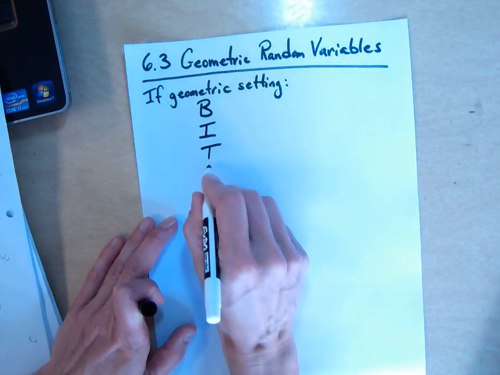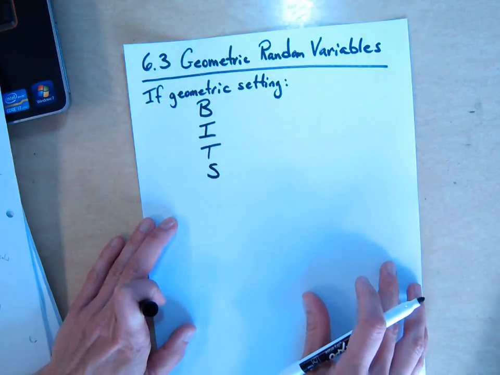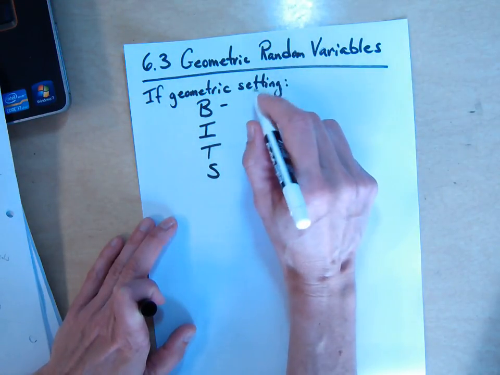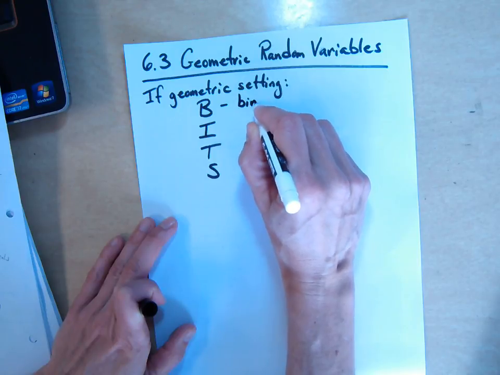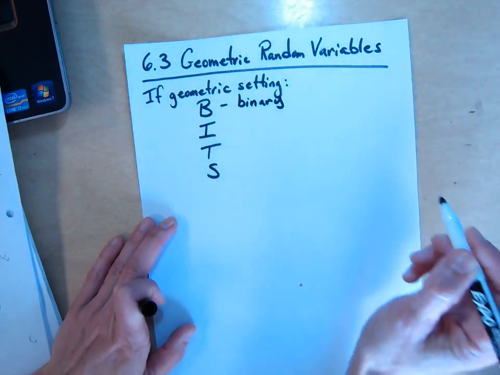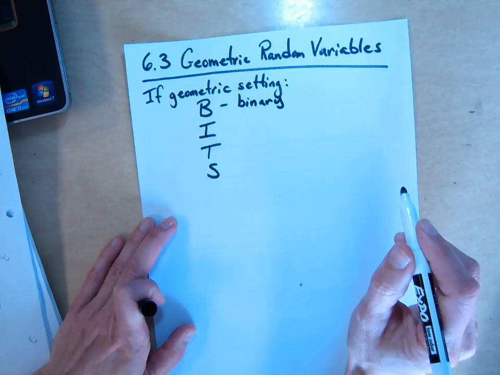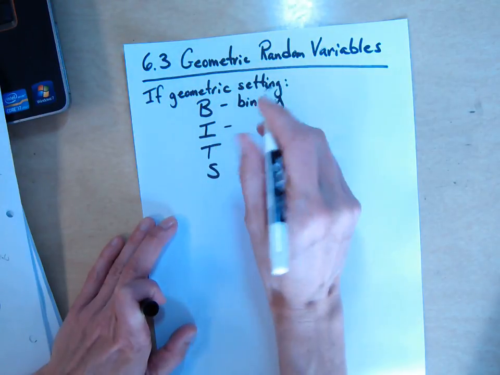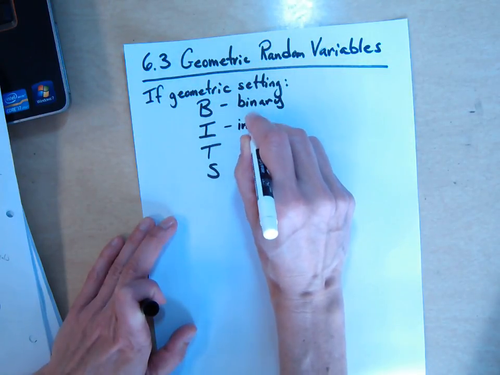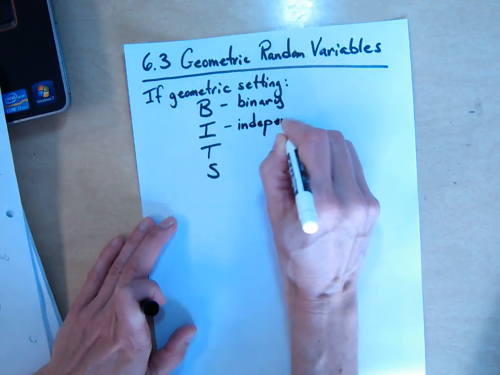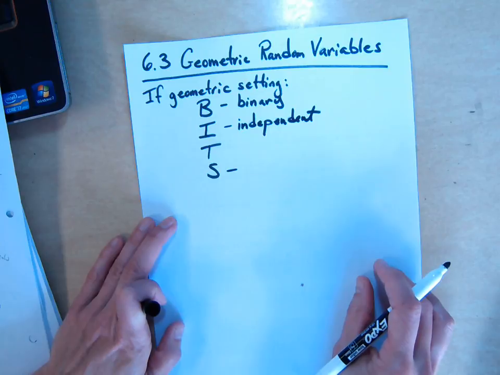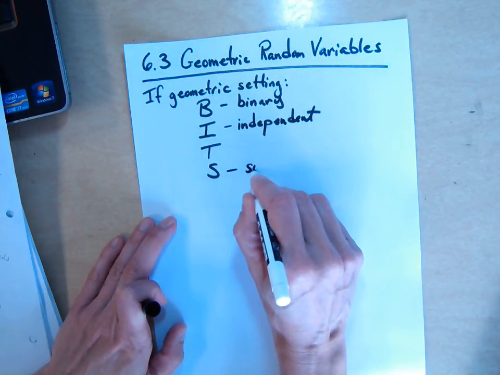BITS is just a great little acronym to help you remember it. So first B, what did that stand for in binomial? Binary. What does binary mean? Success or not. Okay, great. That's the same as before. I is the same as before. That stands for independent, so the probability of one event does not affect the other. S is the same as before. It's got same success rate.